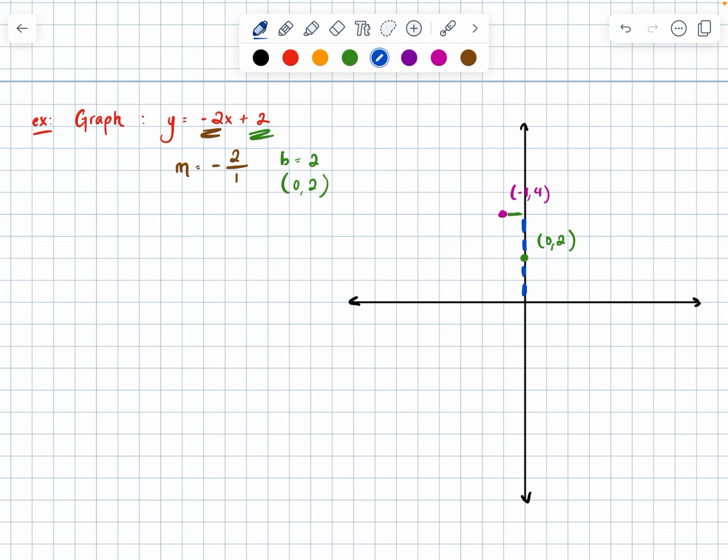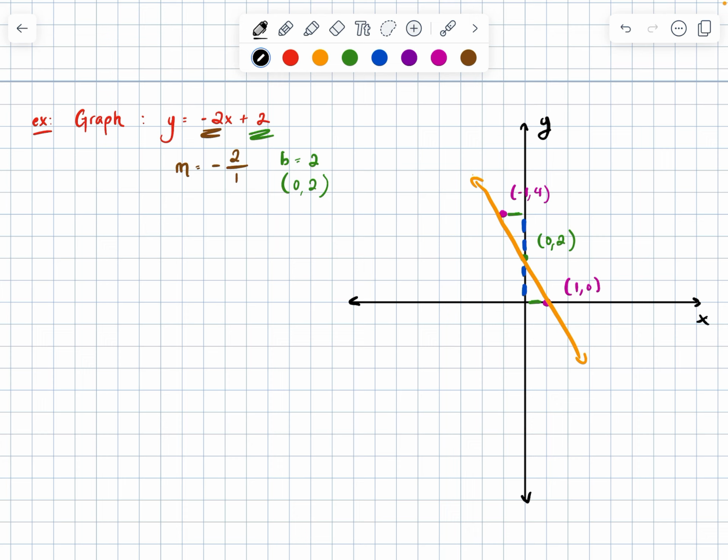And using the other direction, if I chose to rise 2 by going down to balance this out, if I run 1 to the right, then this would be a way for me to identify another point on my graph. This guy has a coordinate of 1, 0. I've got my 3 points. They're all labeled on my axis. All I've got to do now is connect them with a line. Again, we're going to pretend that this line is straight and beautiful and perfect. This guy is the graph of y equals negative 2x plus 2.